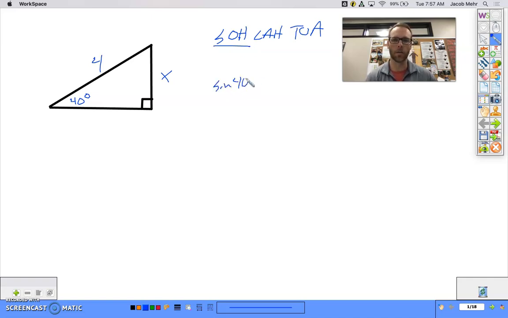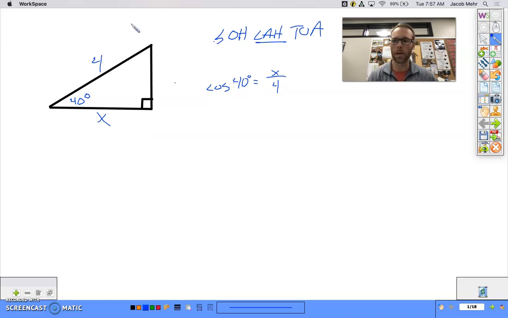And we say the sine of 40 degrees equals x over 4. We multiply by 4 on both sides and we've solved for x: 4 times the sine of 40 degrees. But what if the x was down here? Okay. Well, now this is the adjacent. That's the hypotenuse. We are switching from sine to cosine, and we would say the cosine of 40 degrees equals x over 4.